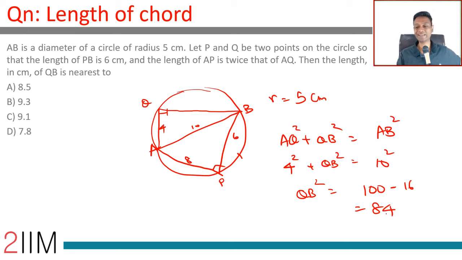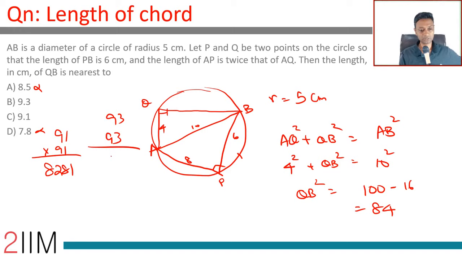So it is more than 9. So these two are out. Is it 9.1 or 9.3? 91 into 91 is 8281. 93 into 93. Let's just check that. That is 8649. Closest to 9.1. 9.1 into 9.1. It is closer to 9.1 than it is to 9.3.